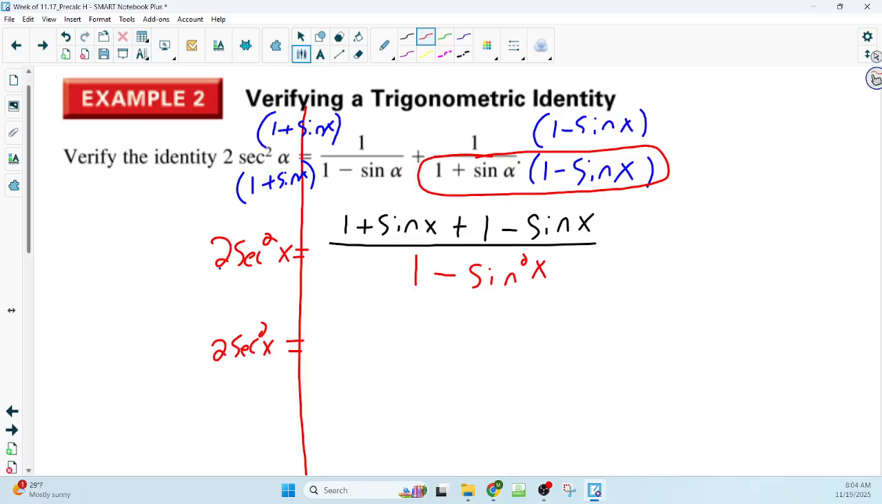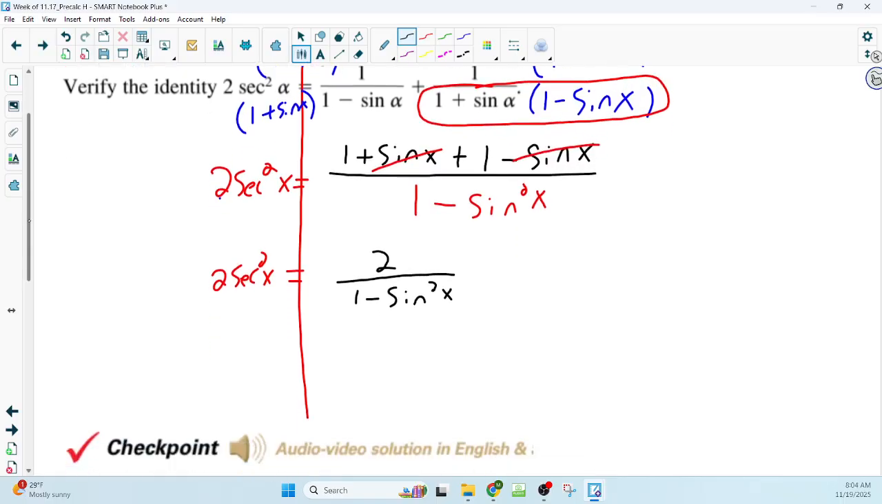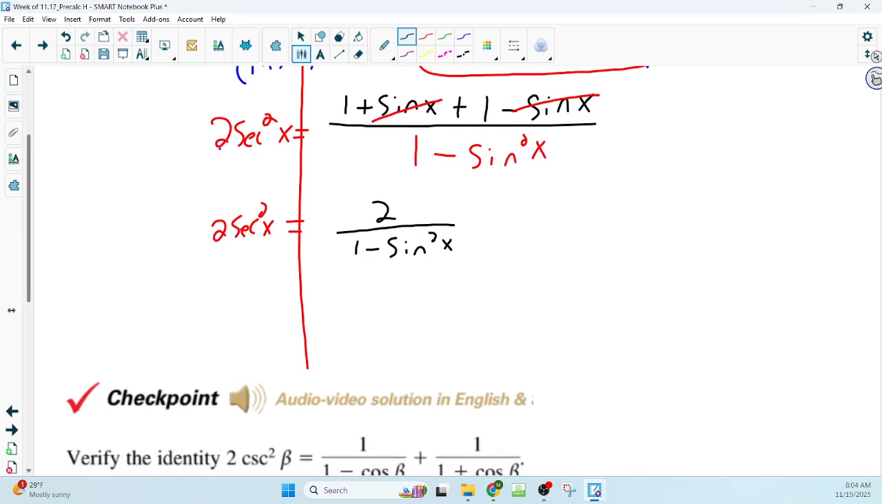Do you see anything on the top that's kind of nice? Good news on the top, right? That cancels, that cancels. So I now have 2 over 1 minus sine squared of x. And we just got to keep moving. So what about 1 minus sine squared of x? What's 1 minus sine squared of x?